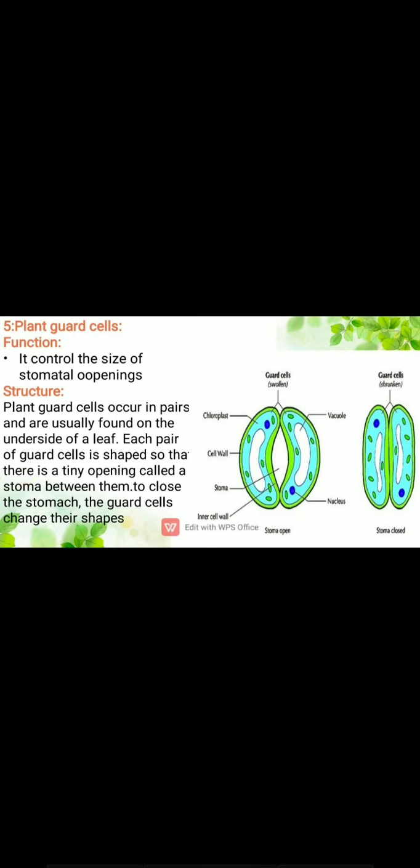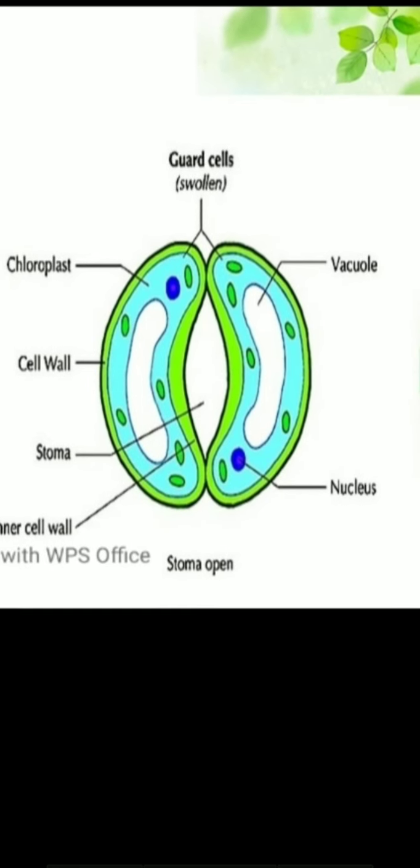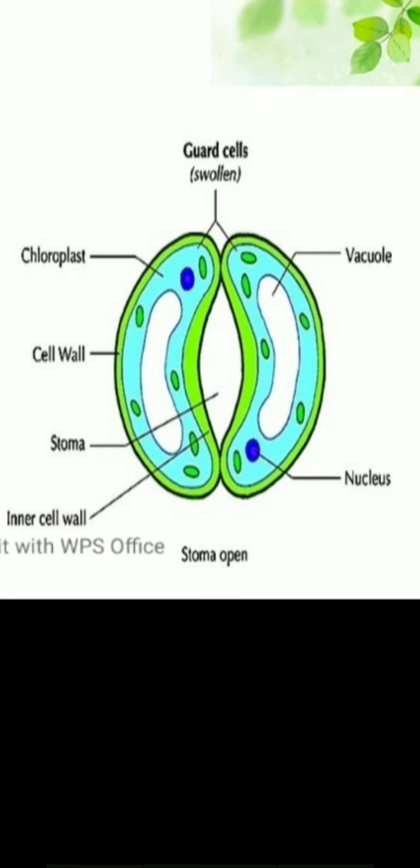The next example of a plant cell is the plant guard cell. The function of the plant guard cell is that it will control the size of the stomatal opening. Stomatal openings are there for the entry, you can say, of different kinds of material into the cell or out of the cell. So when the guard cells are swollen, you can say stomata are open, and it is shown in the picture as well. You can see in the picture that when guard cells are swollen, the stomata is open, and stomata is actually the opening through which different kinds of material will enter or leave the cell.